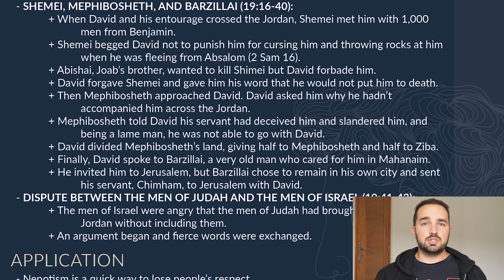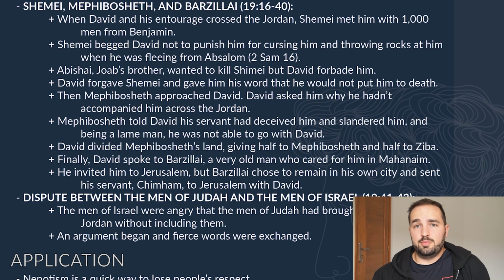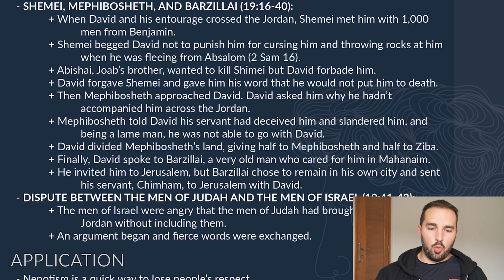When David asked Mephibosheth why he hadn't gone with him, Mephibosheth told him that his servant had deceived him and slandered him. And himself being a lame man, being unable to walk, he wasn't able to go with David. So David came up with kind of a compromise. David gave half of Mephibosheth's land back to Mephibosheth, and he gave the other half to Ziba.